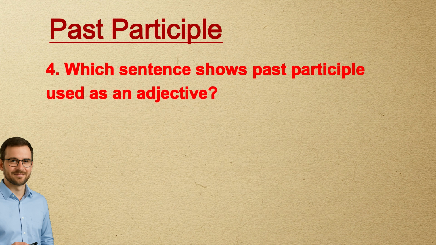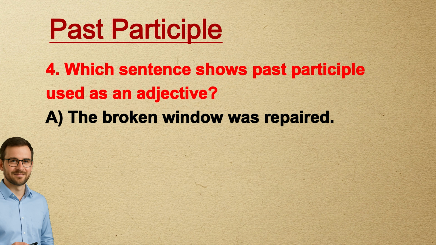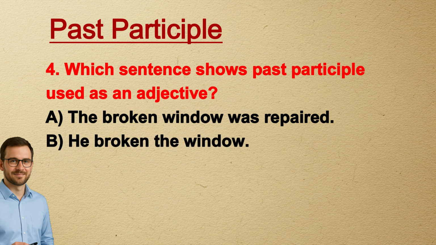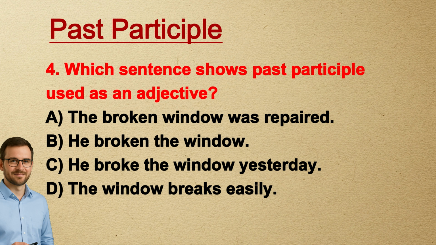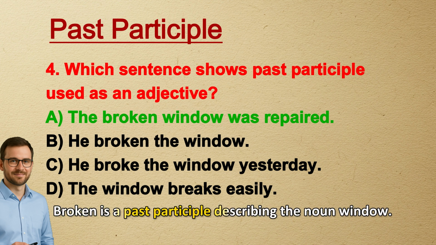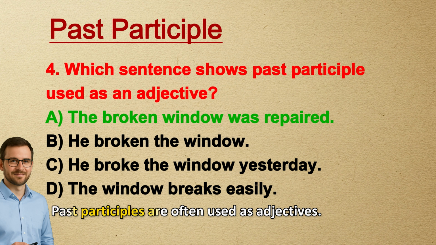Which sentence shows past participle used as an adjective? A. The broken window was repaired. B. He broken the window. C. He broke the window yesterday. D. The window breaks easily. Correct answer, A. Broken is a past participle describing the noun window. Past participles are often used as adjectives.